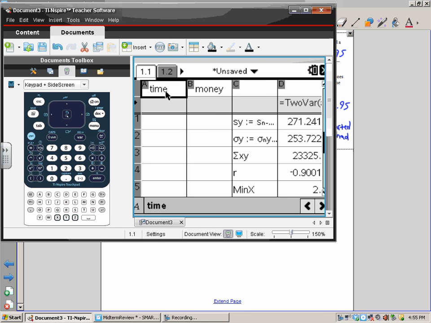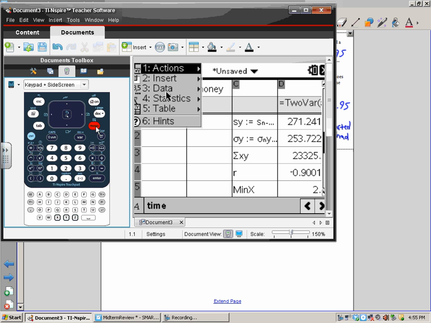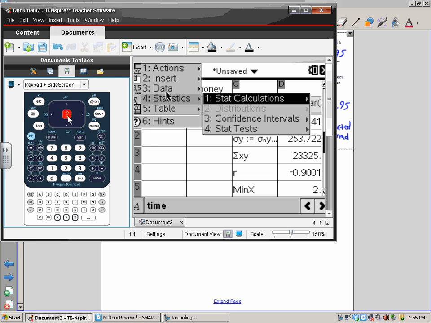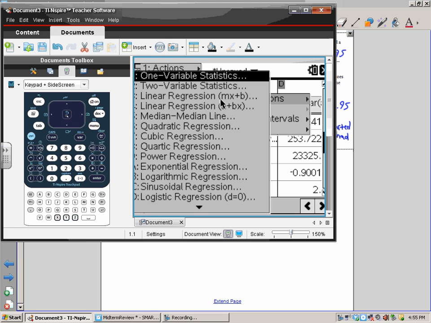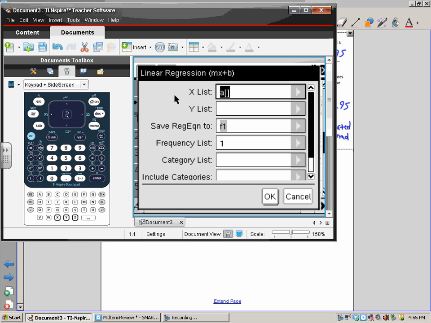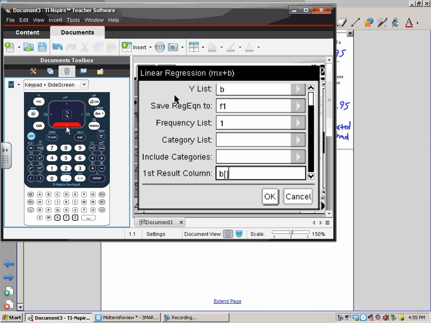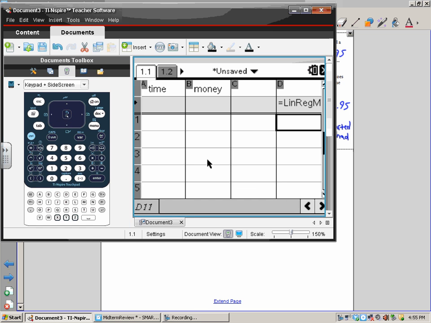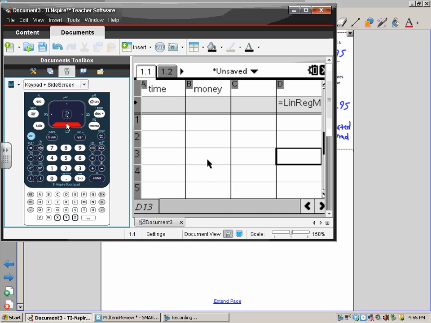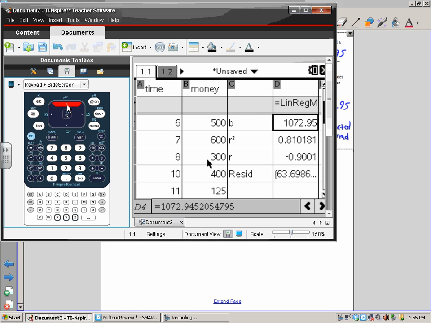And in class, we actually did this a different way. So we went to Menu, Actions, or Menu, Statistics, Stat Calculations. So ignore what I just said. We actually used linear regression. Same process. X list is A, Y list is B. So just to stay consistent, we'll do it this way. And first result column C. And so I've messed it all up. Nope, there it is. There we go. So either way, we get the same R value, but let's do it the second way because that's the way we did it in class.